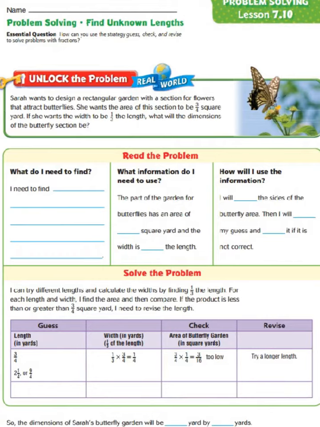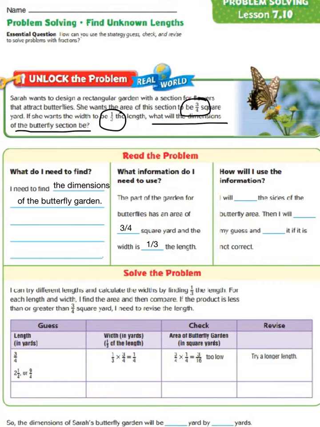So let's take a look at what we need to find. We need to find the dimensions of the butterfly garden, which is what we have underlined in our word problem. So what information do I need to use? The part of the garden for butterflies has an area of 3/4 square yard, and the width is 1/3 the length. And this is all information that we find up here in our word problem.